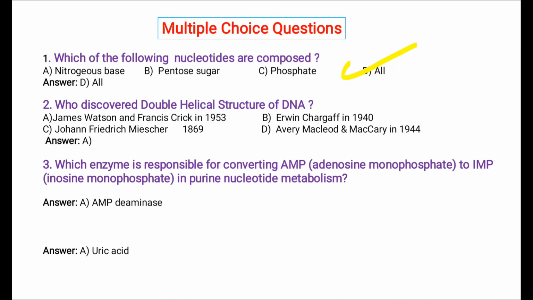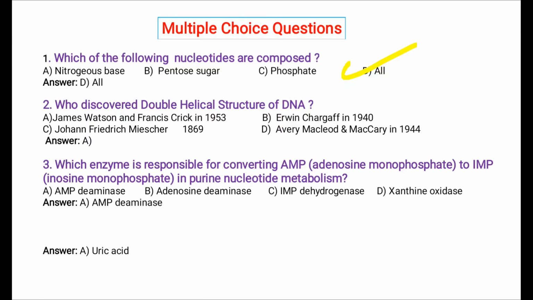Next, which enzyme is responsible for converting AMP, adenosine monophosphate, to IMP, inosine monophosphate, in purine nucleotide metabolism? A. AMP deaminase, B. Adenosine deaminase, C. IMP dehydrogenase, D. Xanthine oxidase.